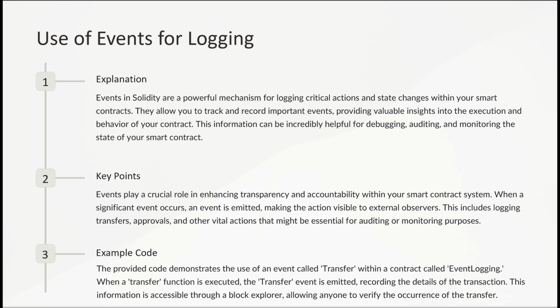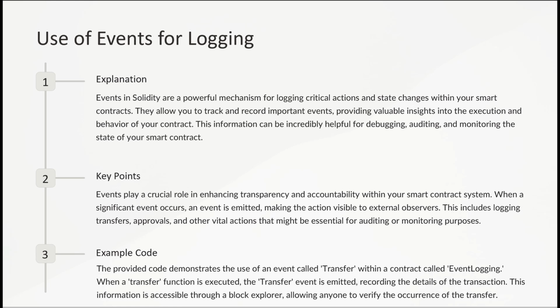Events in Solidity are a powerful mechanism for logging critical actions and state changes within your smart contracts. They allow you to record and track important events, providing valuable insights into the execution and behavior of your contract. This information is incredibly helpful for debugging, auditing, and monitoring the state of your smart contract.